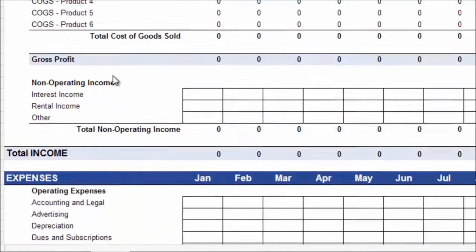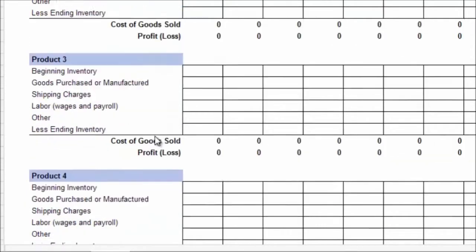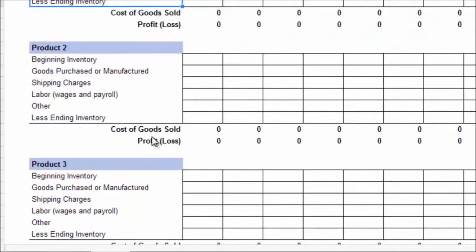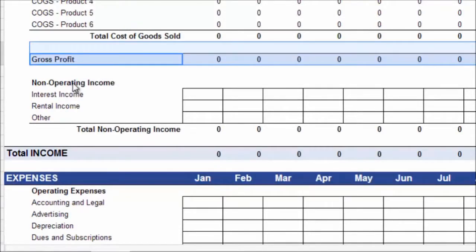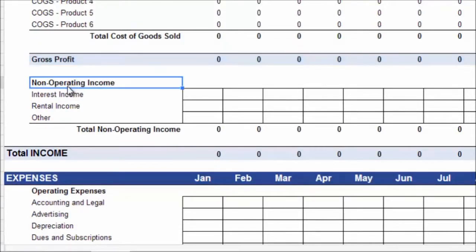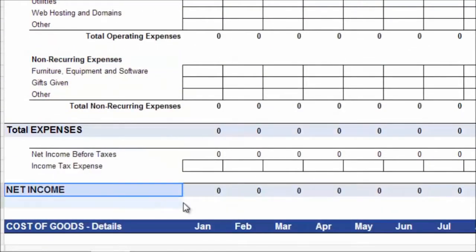Formula is given here. Beginning inventory, goods purchases or manufactured, shipping charges, labor, others, and then minus ending inventory. You can do it for product 2, product 3, and so on. The gross profit will be shown here. Similar to services, you insert your non-operating income, operating expenses, and non-recurring expense. The net income will be here. That's about it.